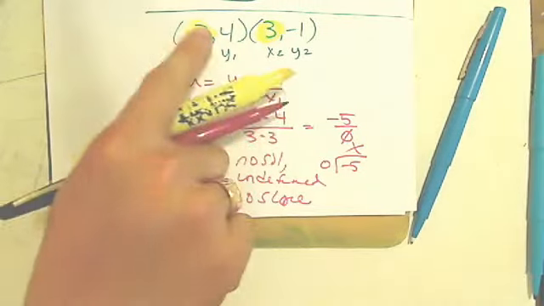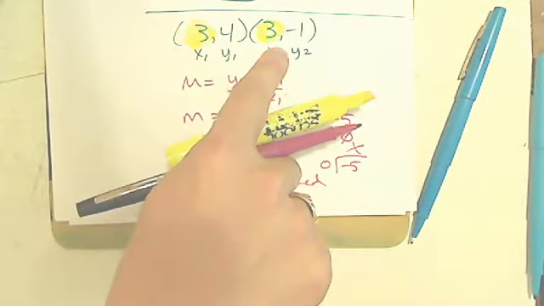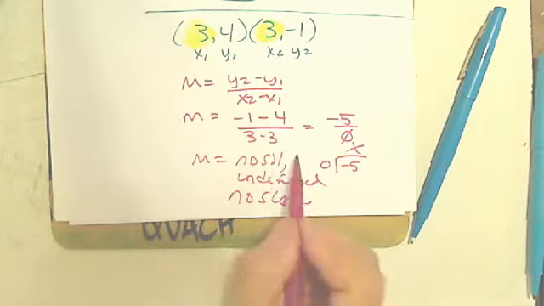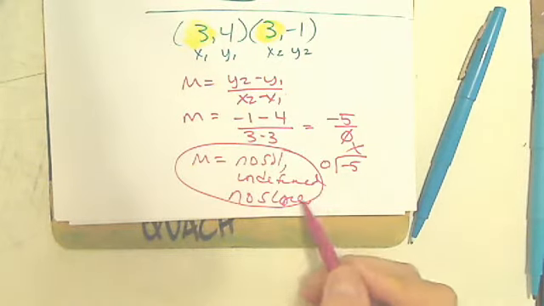This is no slope. Look at the x's. It's repeating. No slope, no function. Okay? No slope, no function, so don't push your luck.